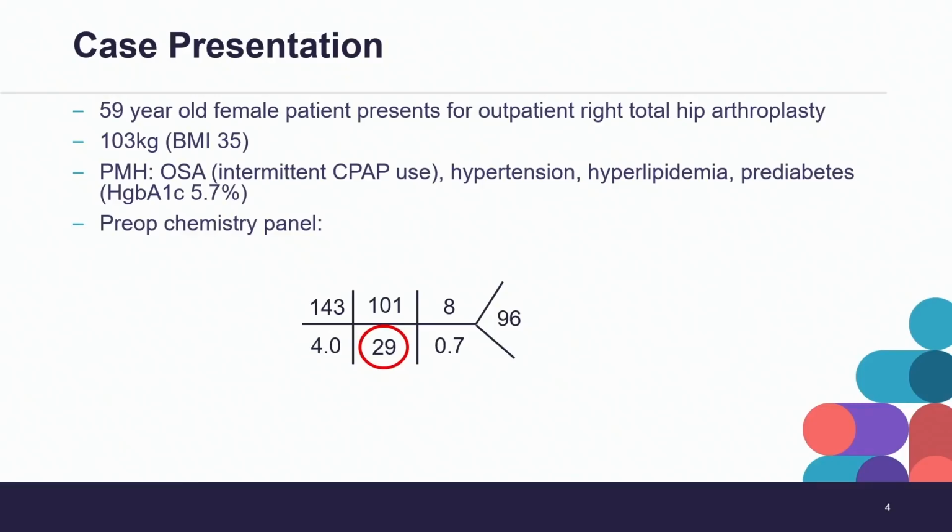So in the interest of time, I won't go into great detail, but this whole talk was spurred on by a case I had with an outpatient hip arthroplasty on an obese female who came in with a bicarb of 29. So our pre-op clinic had screened her. She had OSA, and she said she was using her CPAP. And I saw that chemistry panel, and I thought, maybe not.